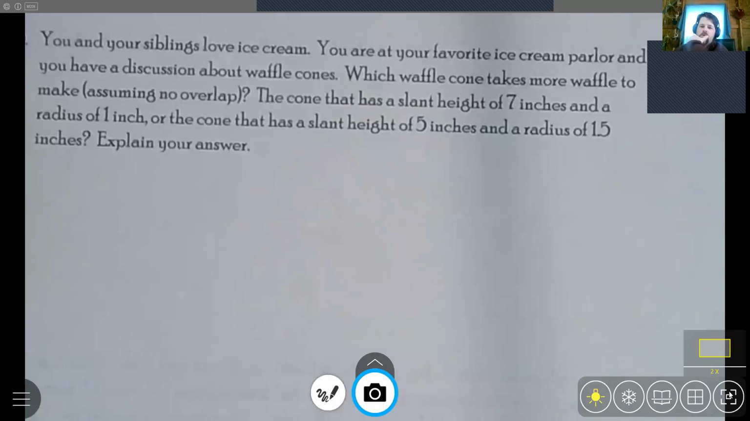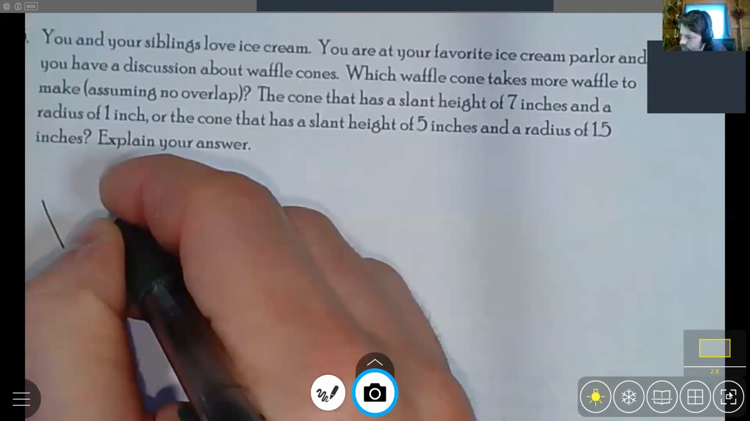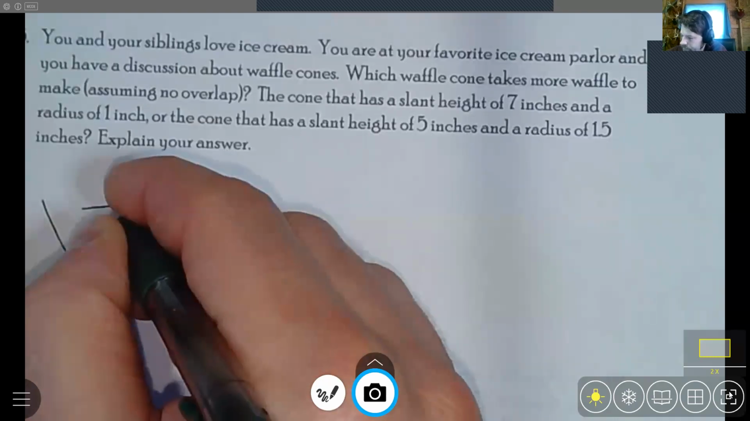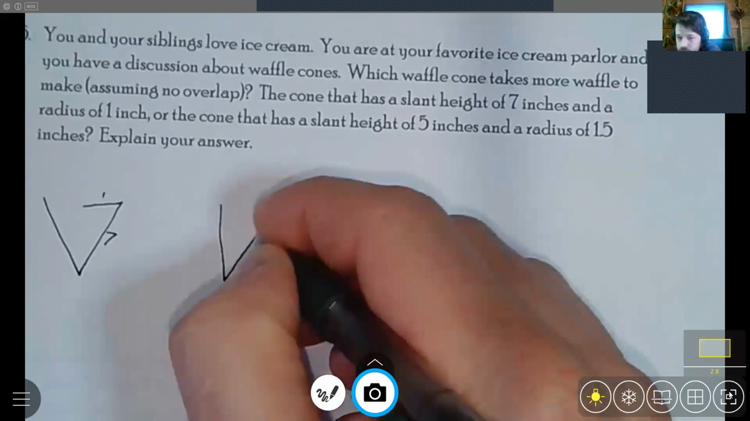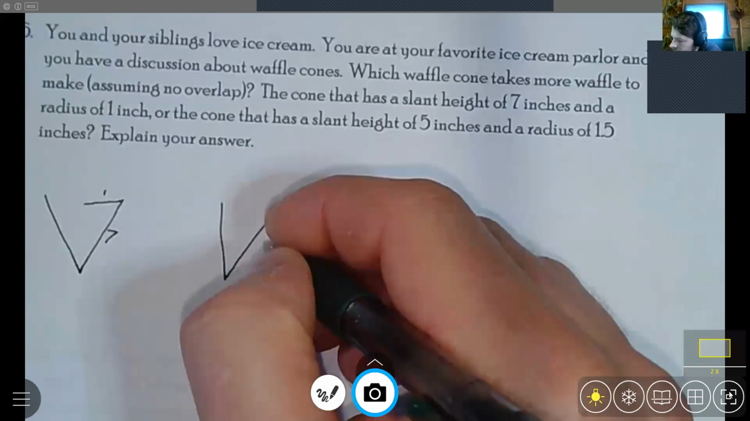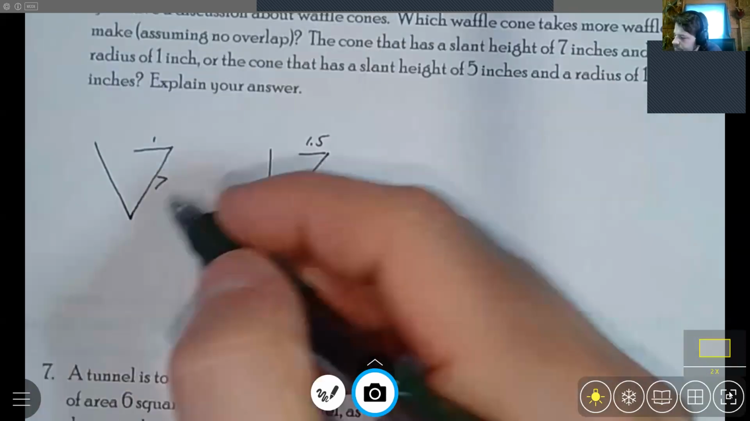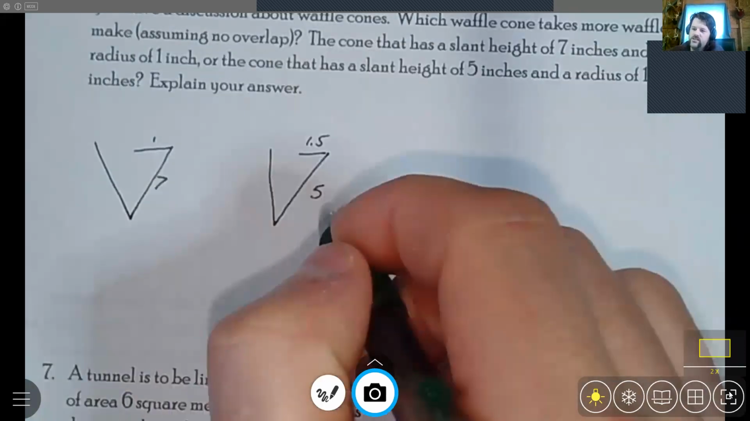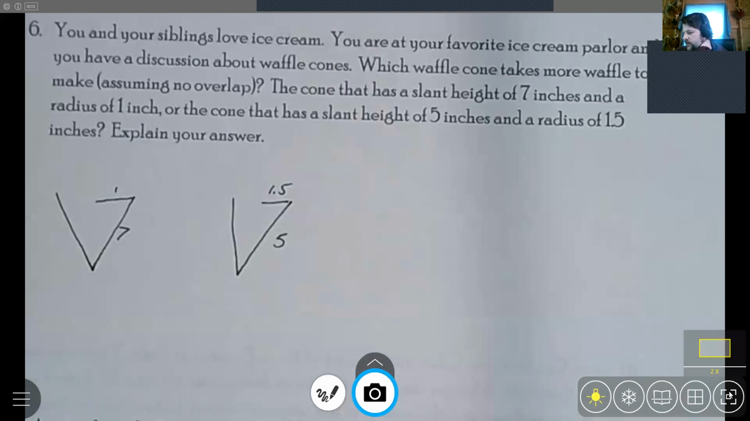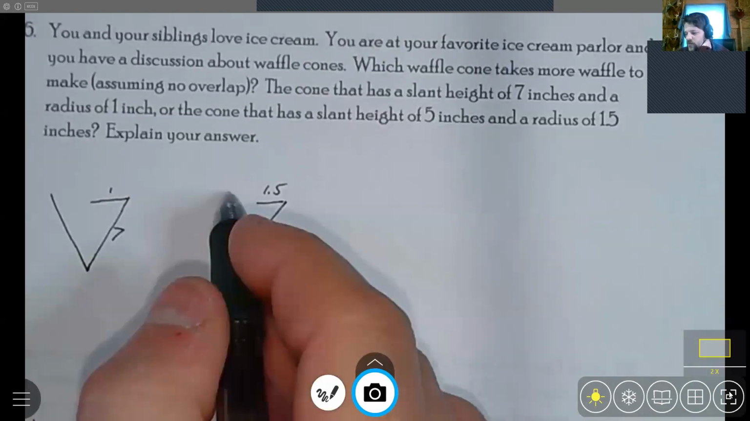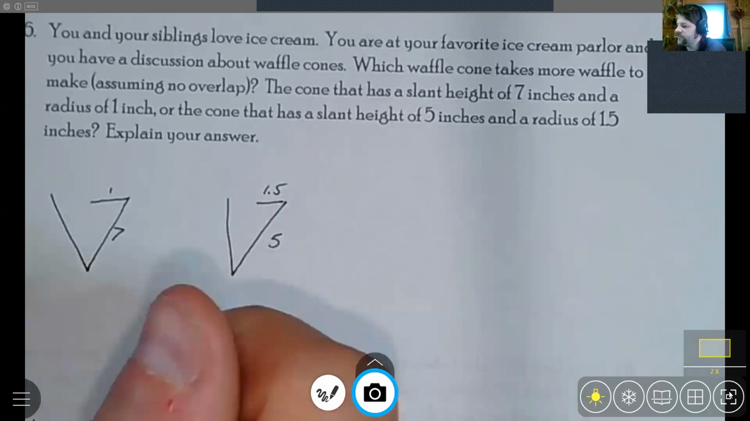Assuming no overlap, the cone has a slant height of 7 and a radius of 1 inch, or the cone that has a slant height of 5 and a radius of 1.5. Obviously not drawn to scale on my picture here. The key here that some of you botched when you were showing your work is that you put a base on this cone. Waffle cones don't have bases, otherwise you wouldn't be able to put the ice cream in. So we just need to find lateral area.